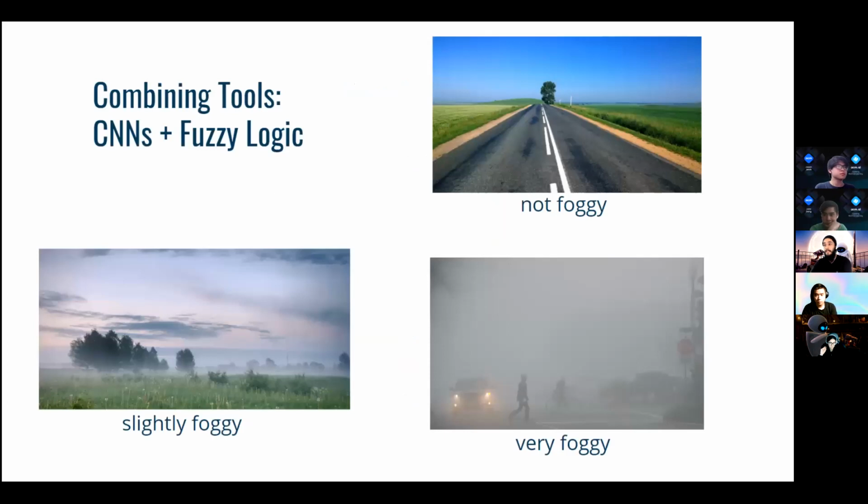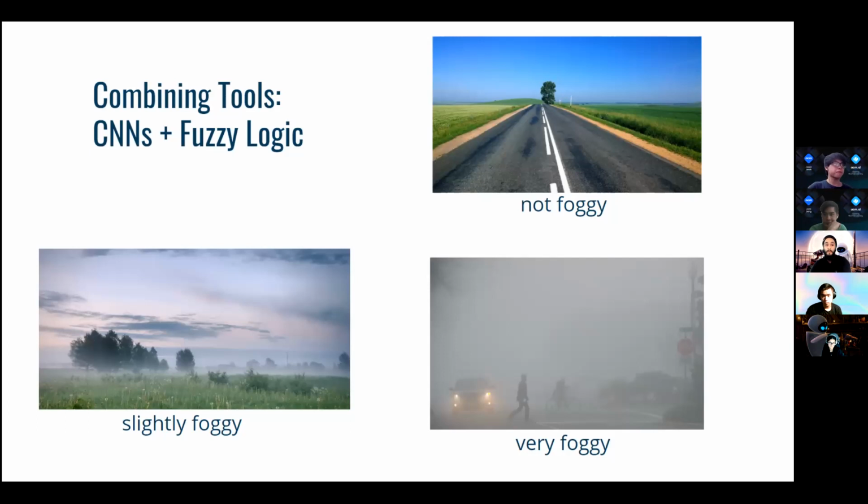So these are some tools that you can use in your solutions, and you can mix and match, combine different tools. For example, I could combine CNNs. CNNs are basically models that help you do computer vision. So CNNs with fuzzy logic, and then you could feed it different images, and the model could classify images into not foggy, slightly foggy, very foggy based on the input.